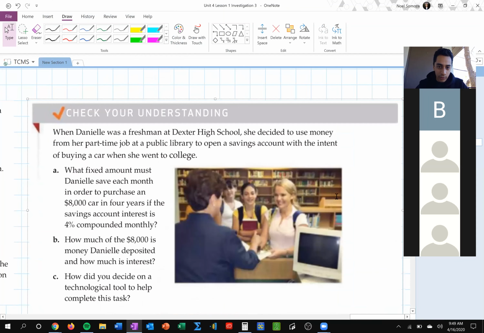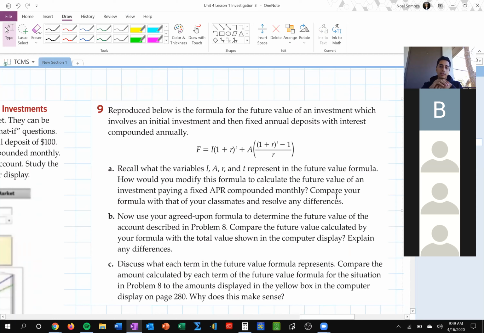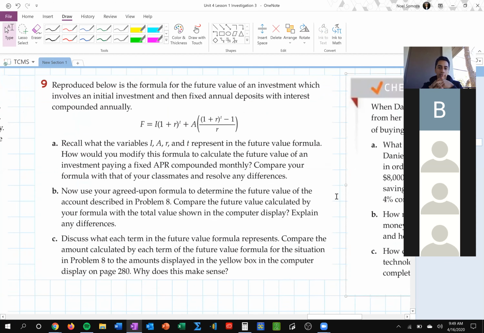Okay. So here's our friendly neighborhood formula. We've been using it a whole bunch. All right. So the future value of an investment. There it is. Right. We've been using it. Okay. Recall what the variables I, A, R, and T are. We know what they are. No need to do that.